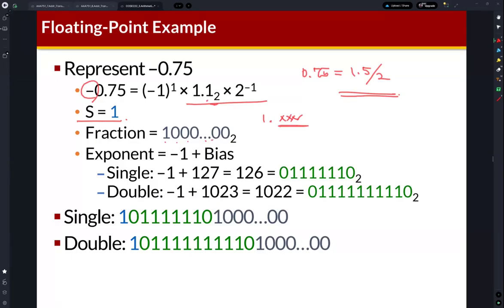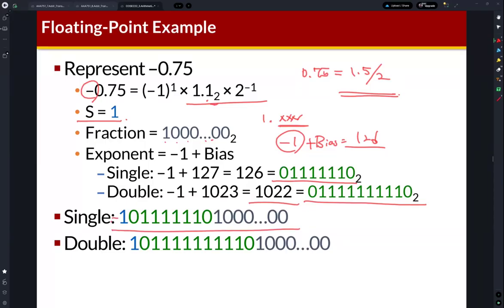Now the exponent. The exponent is minus 1. So this is the exponent, but we need to add the bias. So this one is 126. So the exponent is 126 for single precision, and for the double precision number, the exponent is 1022. Okay, so for the single precision number, we can just represent this number like this. And then for the double precision number, this number is represented like this.